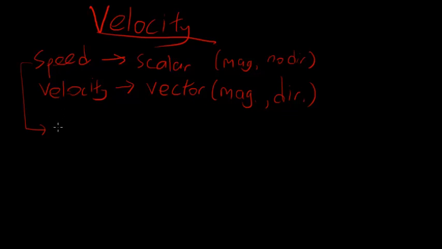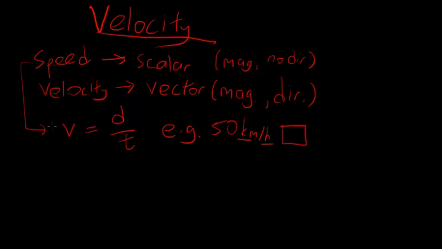The symbol for speed is v, and the equation for speed is distance over time. An example of a speed that you will see in your car would be, let's say, 50 kilometers per hour. We use kilometers per hour and not miles per hour because kilometers is the SI unit. Well, meters is, but kilometers is just meters times 1,000. So we use kilometers, not miles. Just keep that in mind, because if you use miles, your whole equation will be wrong. So we use kilometers and hours, and there is no direction in here because speed is a scalar.